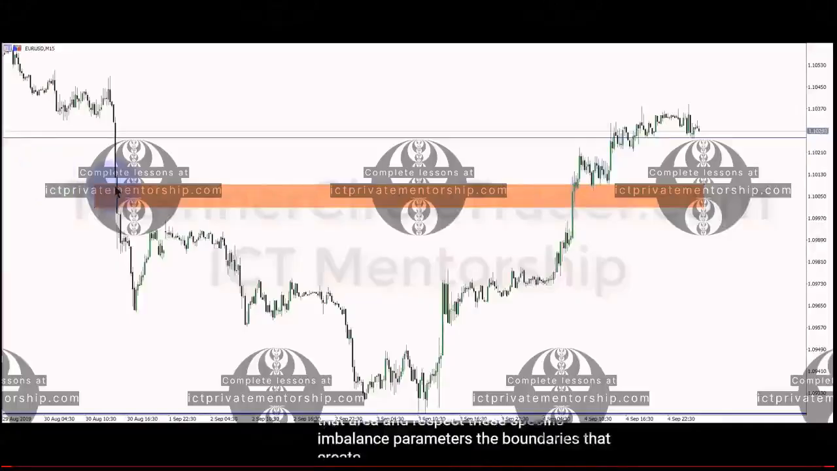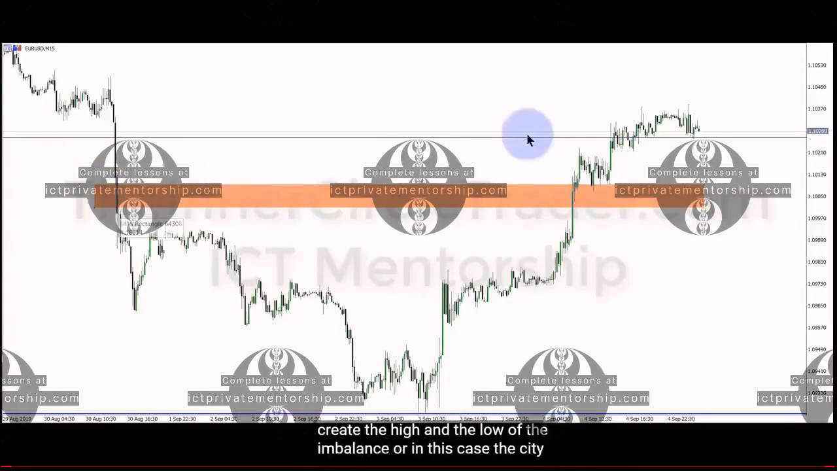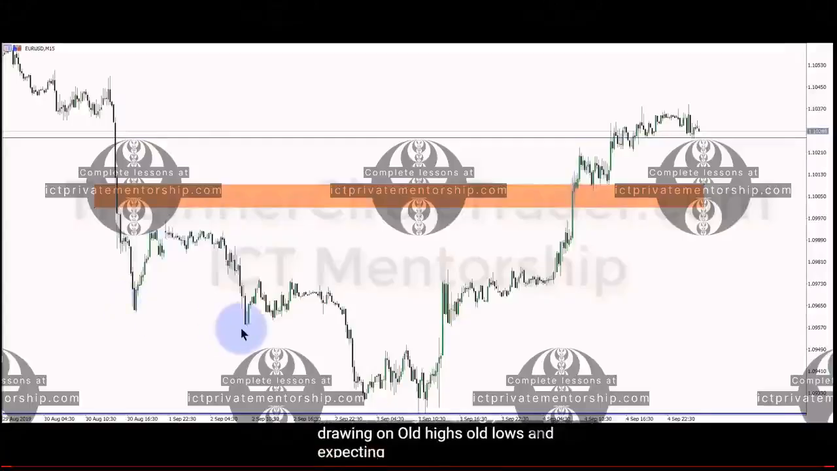The interbank order flow will occur inside that area and respect these specific imbalance parameters. The boundaries that create the high and the low of the imbalance, or in this case the SIBI, they are what is referred to as natural support and resistance. Now natural support and resistance is not the same thing as taking your levels and drawing on old highs, old lows, and expecting the market to return back to those levels and stop dead in its tracks and go the other direction.